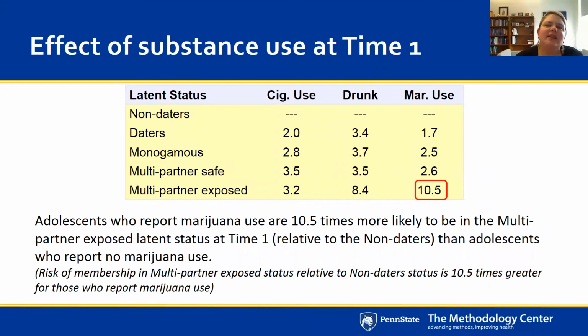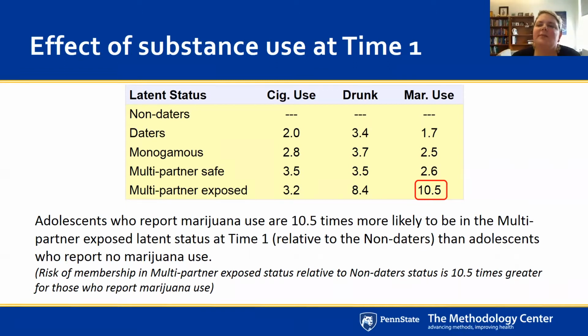And so what you're seeing are the effects. These are odds ratios in this case, the effects of cigarette use, drunkenness, and marijuana use on membership in each of the 4 classes relative to non-daters. So let's try to just interpret one of these. Let's interpret the largest one, the largest effect size. So that would be for marijuana use.